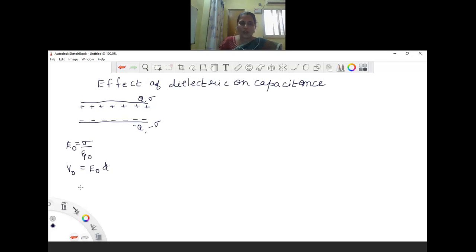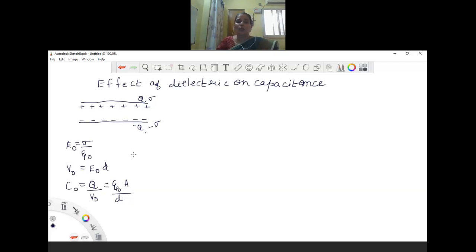And also we calculated the capacitance of the parallel plate capacitor. The capacitance of the parallel plate capacitor C is equal to Q divided by V naught, and we got the expression as epsilon naught A by D. Hope all of you remember up to this.